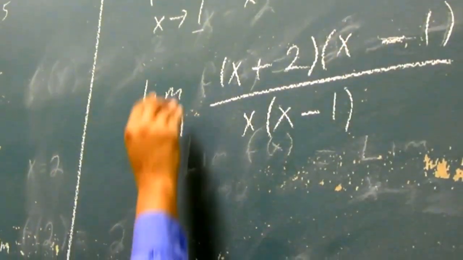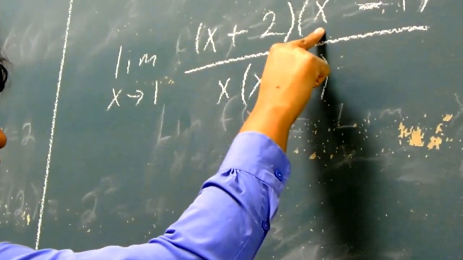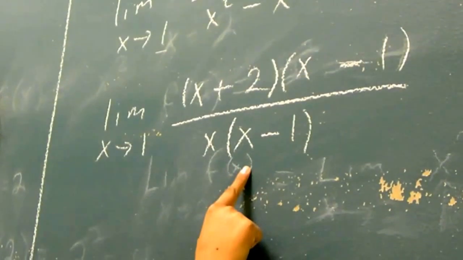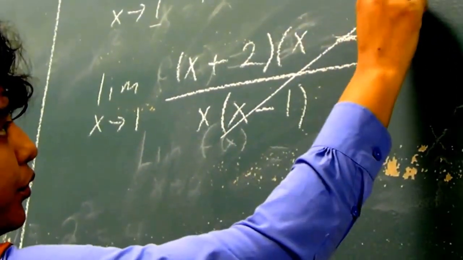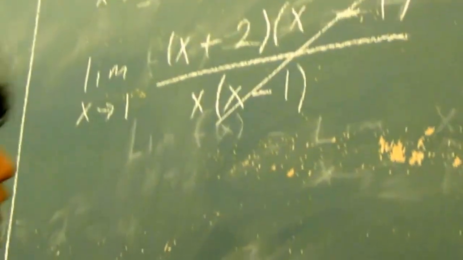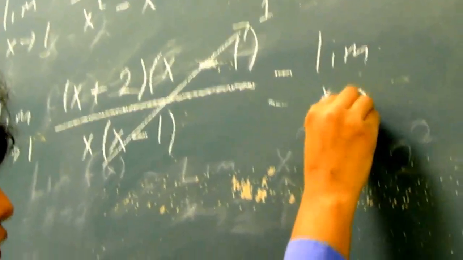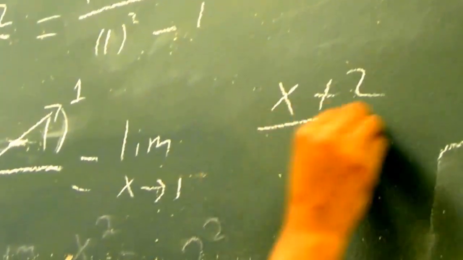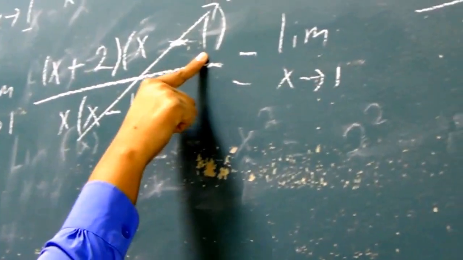Okay, so we have the top factorized and the bottom factorized. And we can see that we have two parentheses that are exactly the same, x minus 1 and x minus 1. So this divided by this is just equal to 1. So we can get rid of it. And then our limit now is limit as x is approaching 1 of x plus 2 divided by x, since this is just 1.